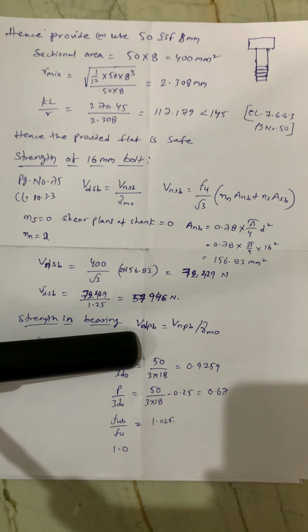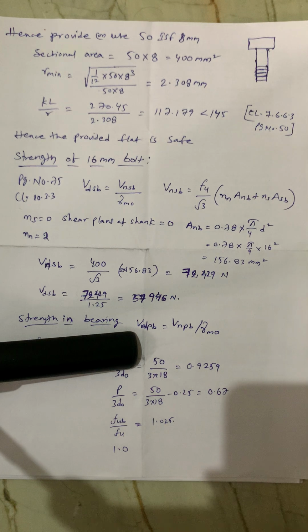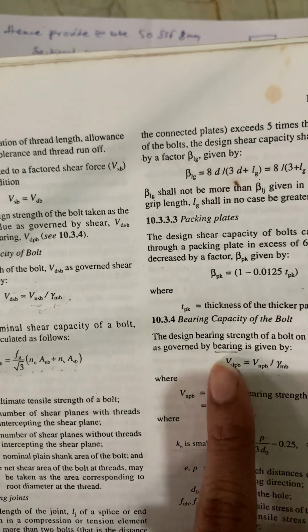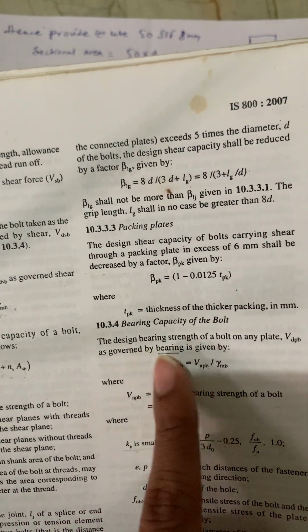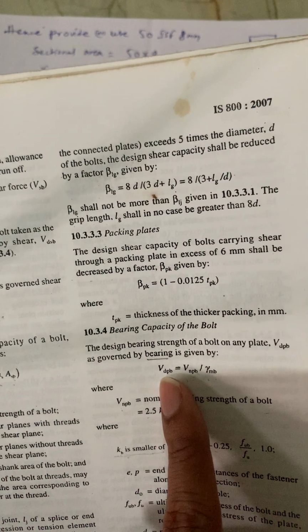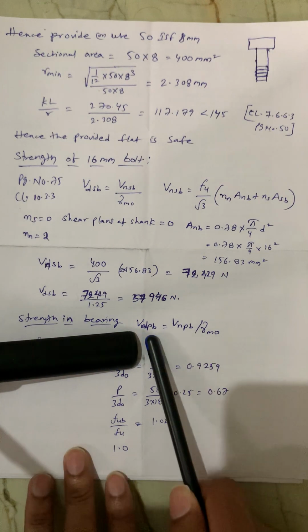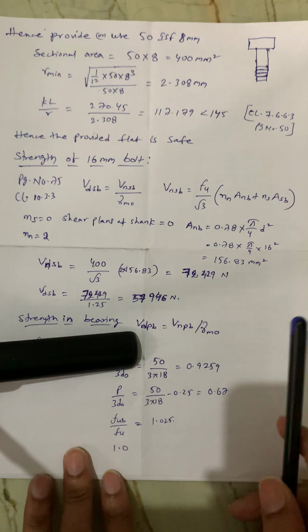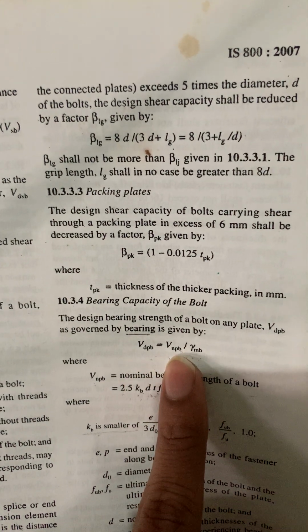57,946 newtons. And again, we have to calculate the bearing strength. Just now we calculated shear capacity, next bearing capacity. The bearing capacity formula is also available in the code book. So this is clause number 10.3.4, bearing capacity of the bolt. The design bearing capacity of the bolt on any plate VDPB equal to VNPB by gamma MB. That is the formula. The same formula I have mentioned here. So here in the VDPB we have to find the VNPB.